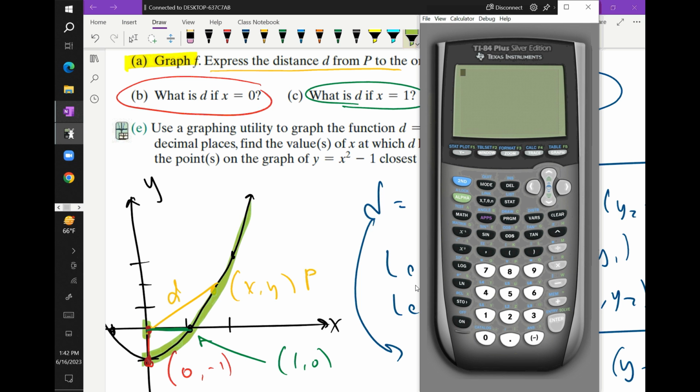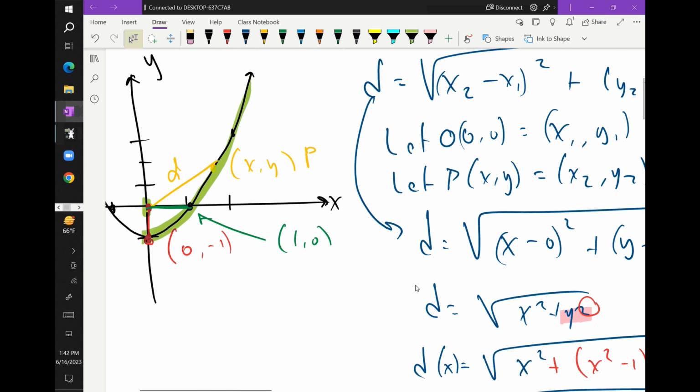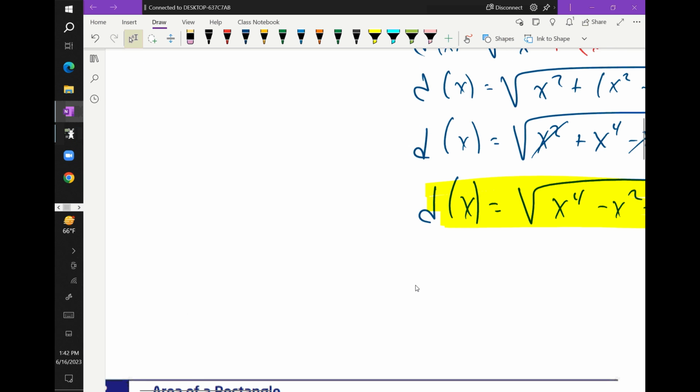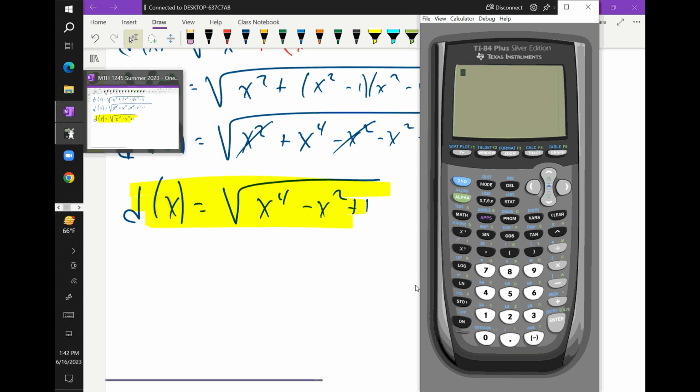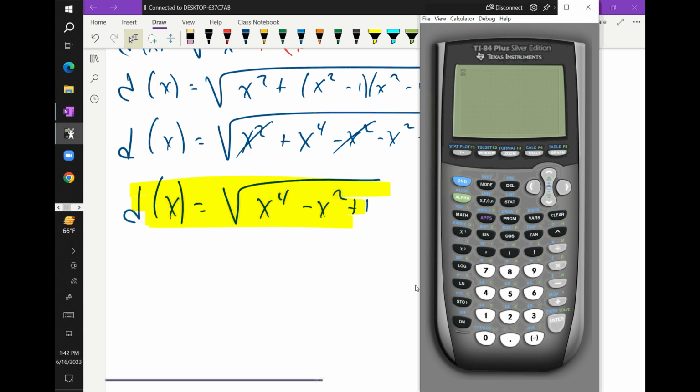Now that we have it, let's see what we wanted to graph. We wanted to graph this function. Let's pull it back up over here. So we want to graph this. And so if I go ahead and say I want the square roots, so we have the square root of x to the fourth minus x squared plus 1. I'm going to go ahead and see the graph.